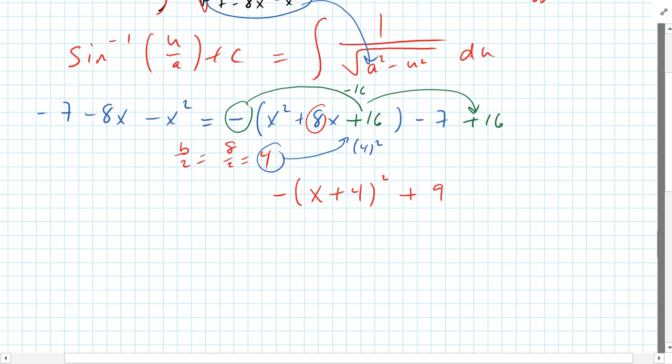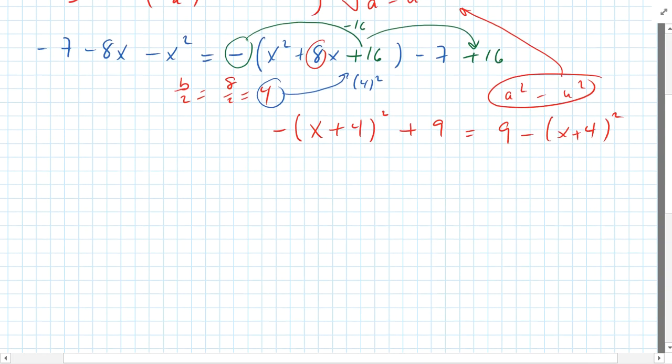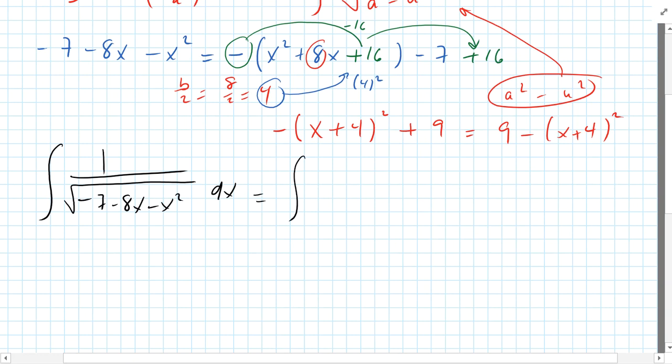So what does this look like when I finish? It looks like 9 minus x plus 4 squared, and that looks just like a squared minus u squared, which is going to go up here. So now when we change that integral, let me write it all out again. We had the integral of 1 over the square root of negative 7 minus 8x minus x squared dx. And we're going to change it, using completion of the square, to 1 over the square root of 9 minus x plus 4 squared.